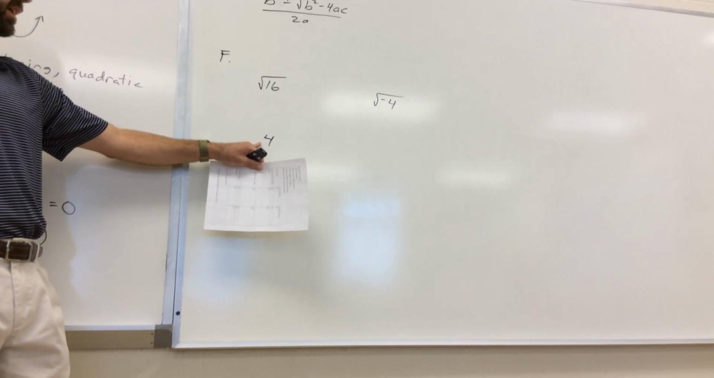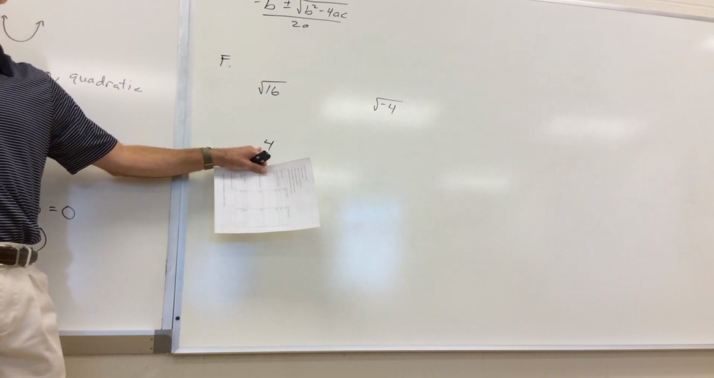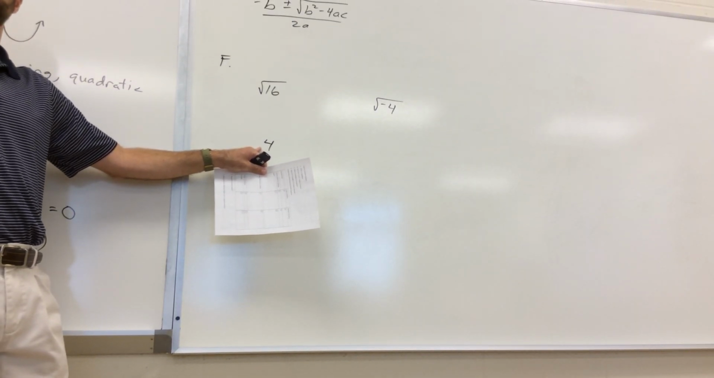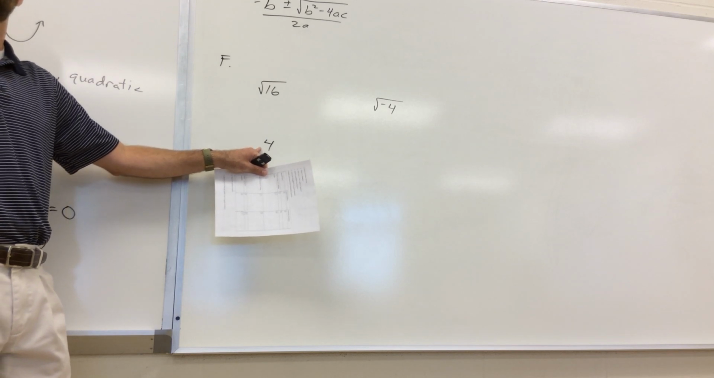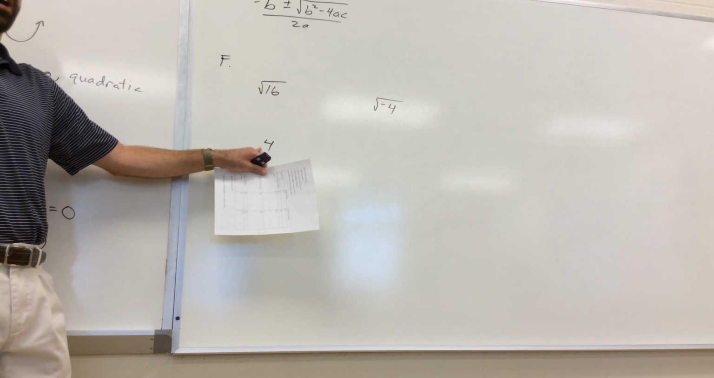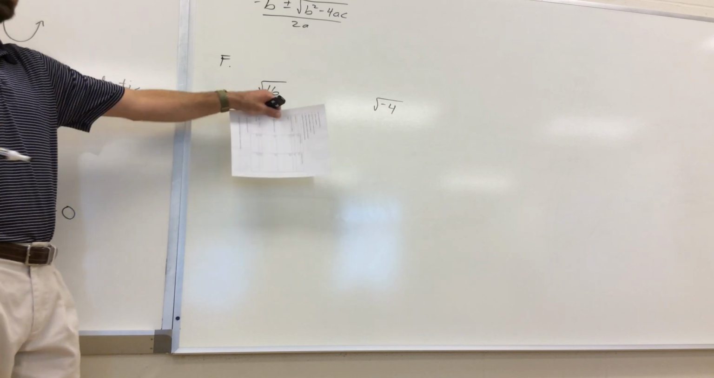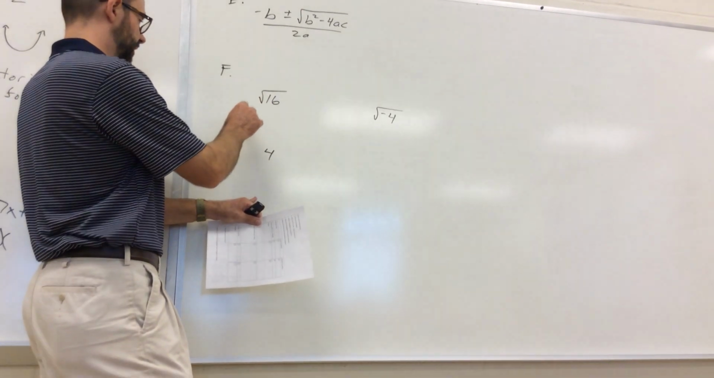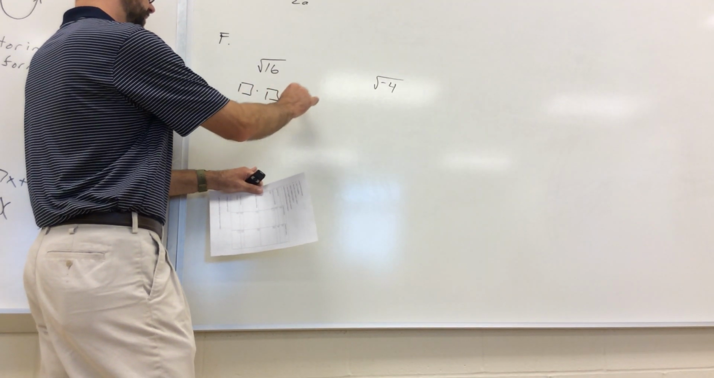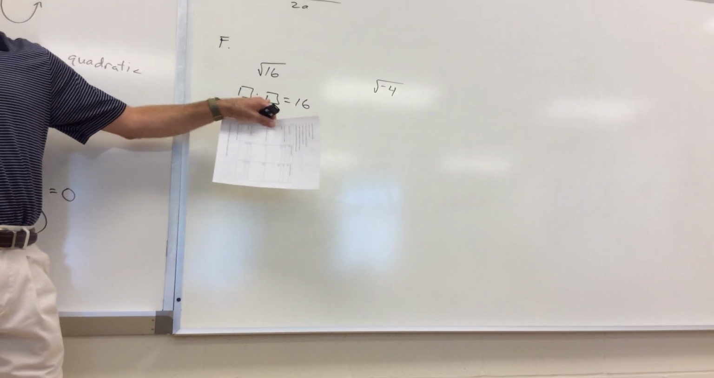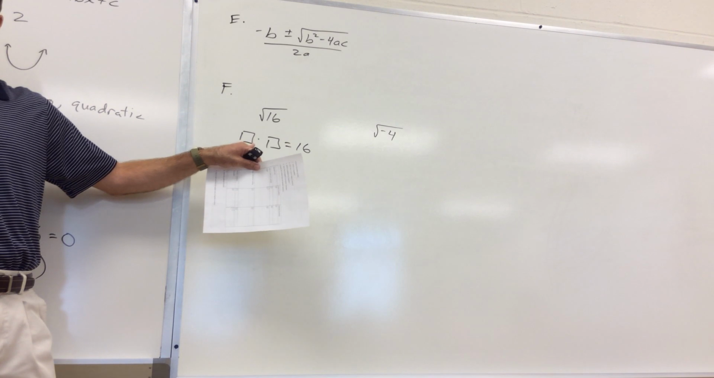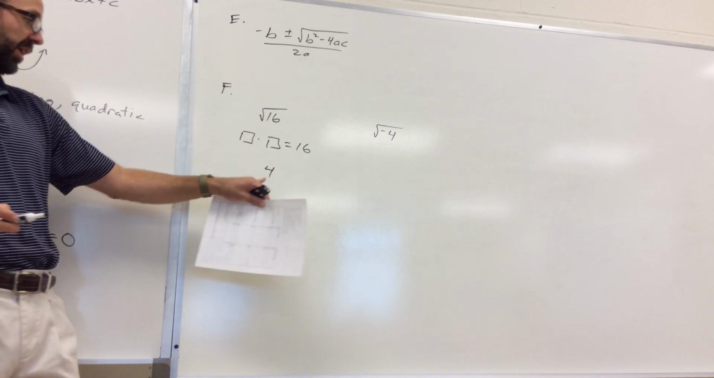So can you explain why is it 4? Yes? We multiply 4 and 4 is 16. So it's the number that you multiply times itself that equals the 16, right? So you could write that down as blank times blank equals 16. Fill in the blank, and the blanks have to have the same number. So that's why it's 4.